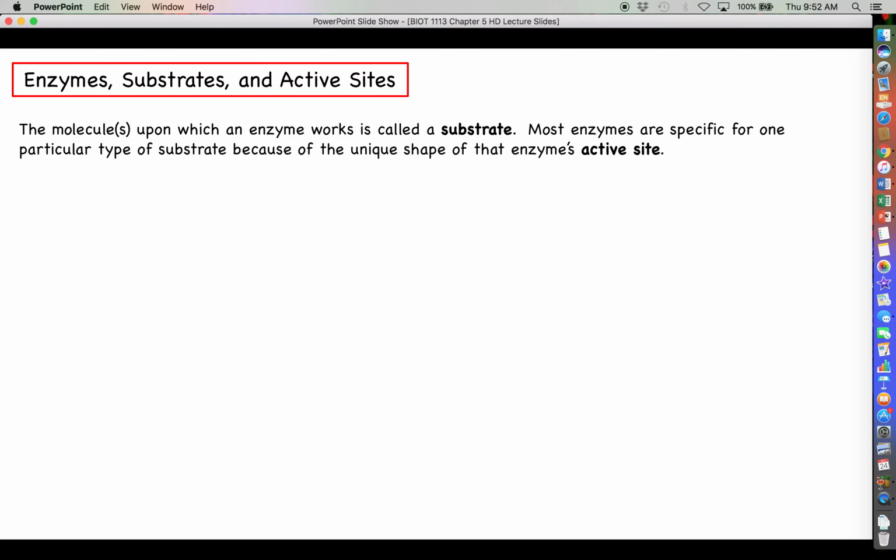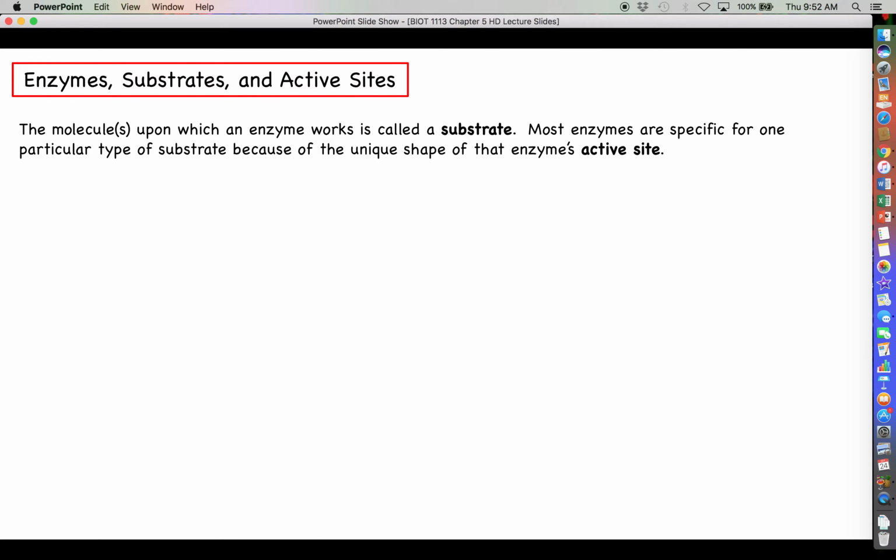Okay, so let's talk turkey as it pertains to enzymes themselves. Enzymes have particular molecules that they like to work with. These are called substrates. The molecule upon which an enzyme works and catalyzes is called your substrate. Most enzymes are very specific for one particular type of substrate. Most enzymes are not promiscuous in any particular way.